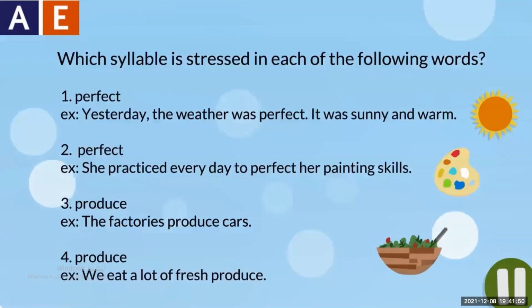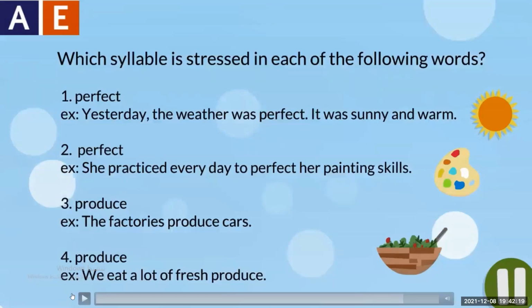Okay, Miss Iman. Produce. We eat a lot of fresh produce. Which syllable is stressed? What type of word is it? First. Why? It's a noun. Right. What does fresh produce mean? New product, or fresh goods. Excellent, very good. Thank you very much, dear.